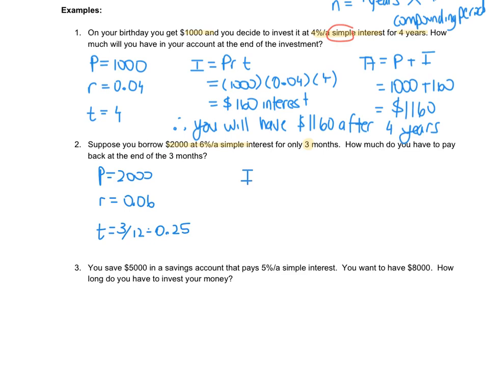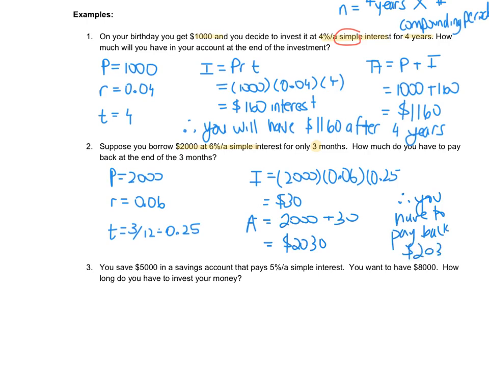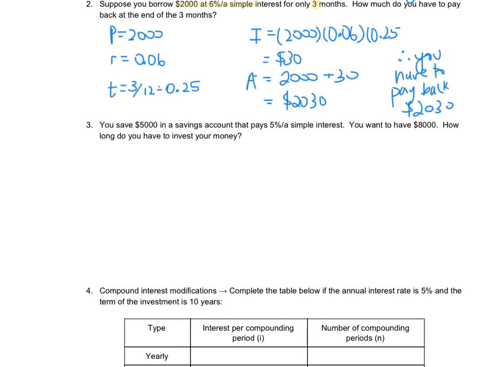So for the interest, you should have multiplied 2,000 by 0.06 and 0.25 to get $30 in interest, which means the amount that you owe at the end is the 2,000 plus the 30. So $2,030 is owed back. And therefore, you have to pay back $2,030.